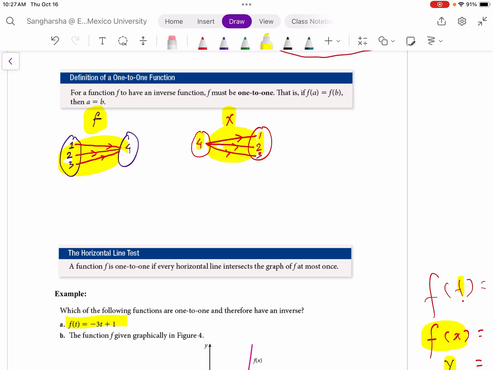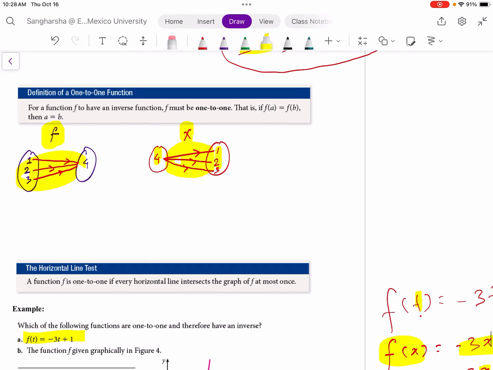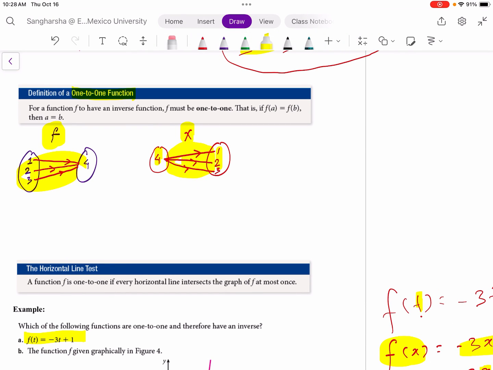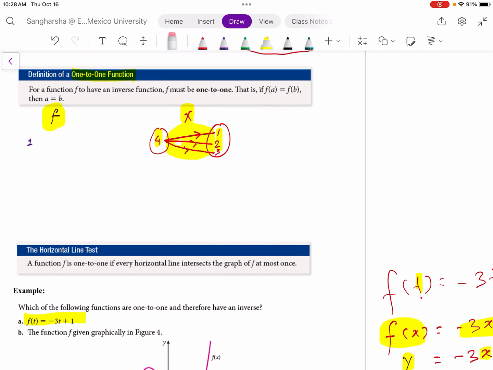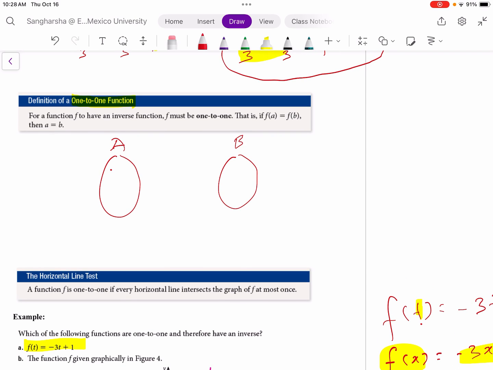So to have an inverse function, we must have one specific type of function, and we call that a one-to-one function. Now what do we mean by one-to-one function? So let me take set A, and let me take set B. So we have elements like -4, 1, 2, and we have 0, 4, 5. Now to be a one-to-one function, if every element from the first set has a unique element in set B, then it is a one-to-one function.